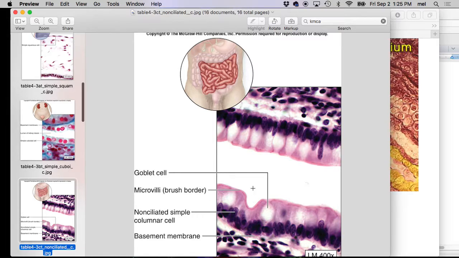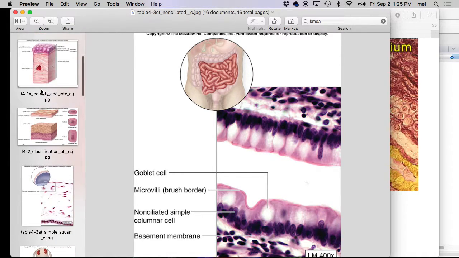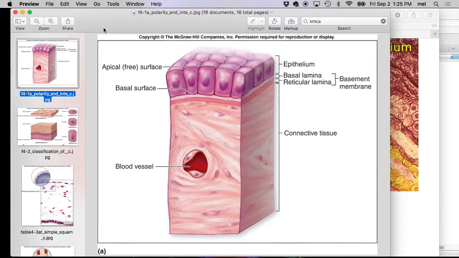But we could do it with any of them. Apical surface, basal surface. Okay, now, underneath the basal surface, you have the stuff that sticks the epithelial tissue to the connective tissue, which is collectively called the basement membrane. Okay, so here's what the basement membrane is.